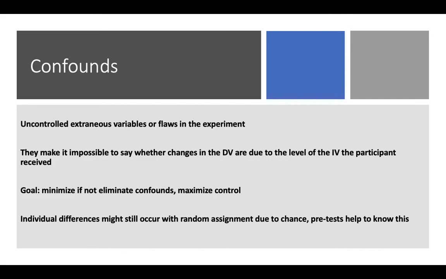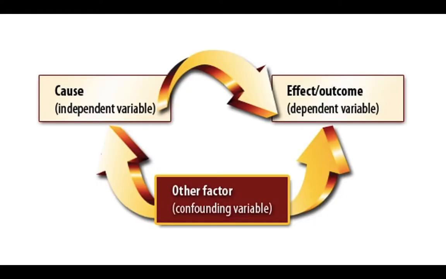Individual differences may still occur even with random assignment as a result of chance, but that's where pretesting can be beneficial and helps us determine if there are any differences that exist before the experiment begins. I thought this was a nice graphic to again represent the relationship between your independent, dependent, and confounding variables. So your independent variable causes the effect or outcome in your dependent variable, and confounding variables are any other factors that are affecting this relationship.